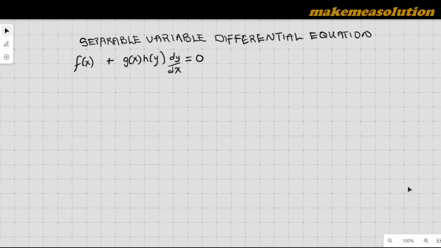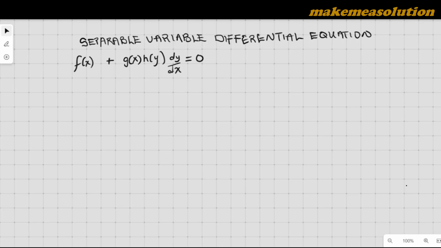So let's dive into separable variable differential equations. Sometimes they call it variable separable, but whatever. We know what we want to do. Okay, now consider that you're given a differential equation like this and you want to solve it. So we have f of x plus g of x h of y dy dx equal to 0. So clearly, if you look at these differential equations, you are going to discover a way to separate variables.